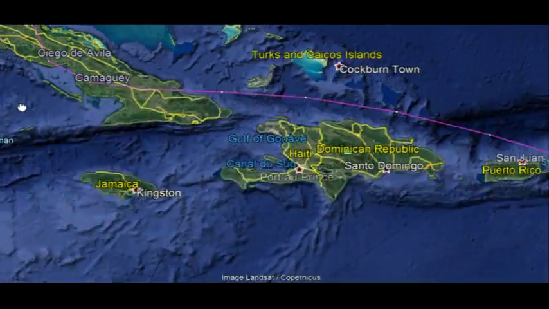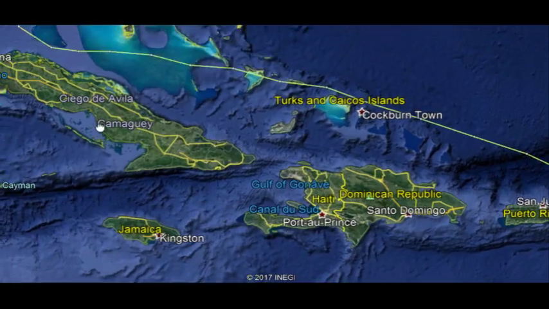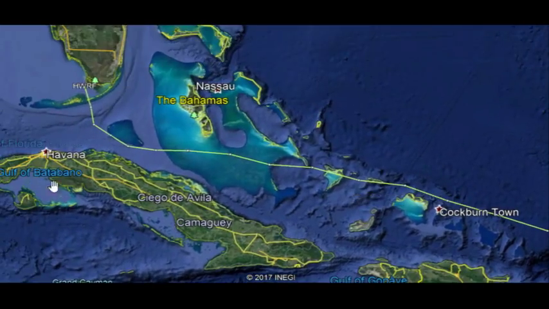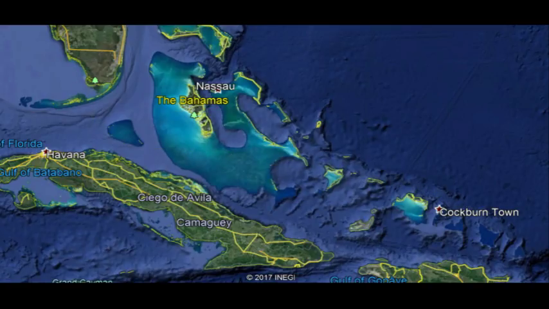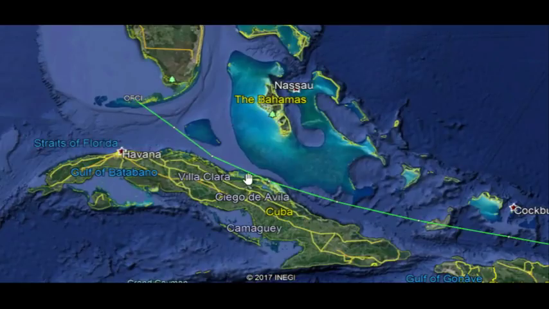We've got the British UK Met model bringing it into Cuba. The HWRF going for a more northerly track. And this is the official NHC forecast, bringing it pretty much grazing the Cuban coast there and onto the Florida Keys.